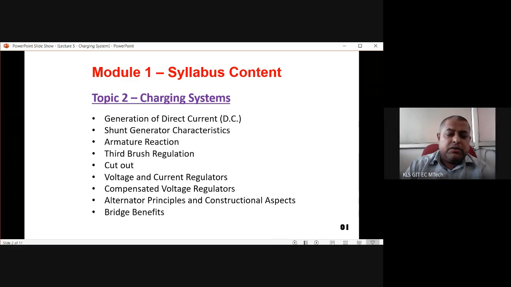So do not get confused with the flow that I am following. It will not be exactly as per the syllabus, but by the end of this second topic you will find almost all the topics are covered. Not exactly in the order given in the syllabus, but whatever is very much required from the vehicle point of view, and the new things we'll be learning, we will do.